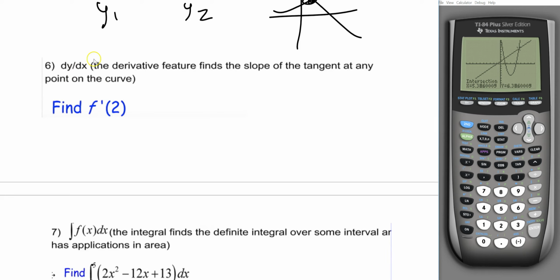They want to find dy/dx. Remember, that means a derivative. So I could do this two ways. I'm going to show you both ways. So first you can do it in your graph. So second calculator, dy/dx, that means a derivative, and they want the derivative at 2. So all you do is type in 2. Hit enter. And that's the derivative of this one at 2, which is -4.